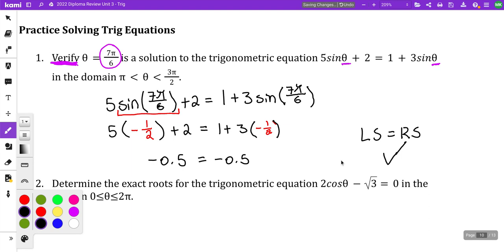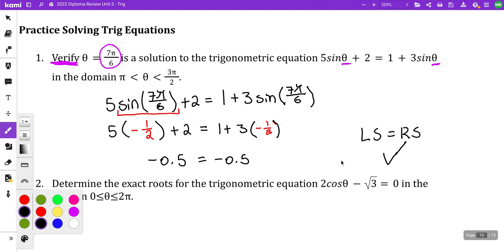That's verifying. If it wasn't a value that was already on our unit circle, would we just do Pythagorean identities with the unit circle to figure it out? If it was any other value, say this was like 7 pi over 8, which is not on our unit circle, just throw it in your calculator exactly like you see it. So you calculate 5 sine, whatever the angle is, close bracket plus 2. It would equal negative 0.5. You must be in radian mode, right? Because this is a radian measurement.